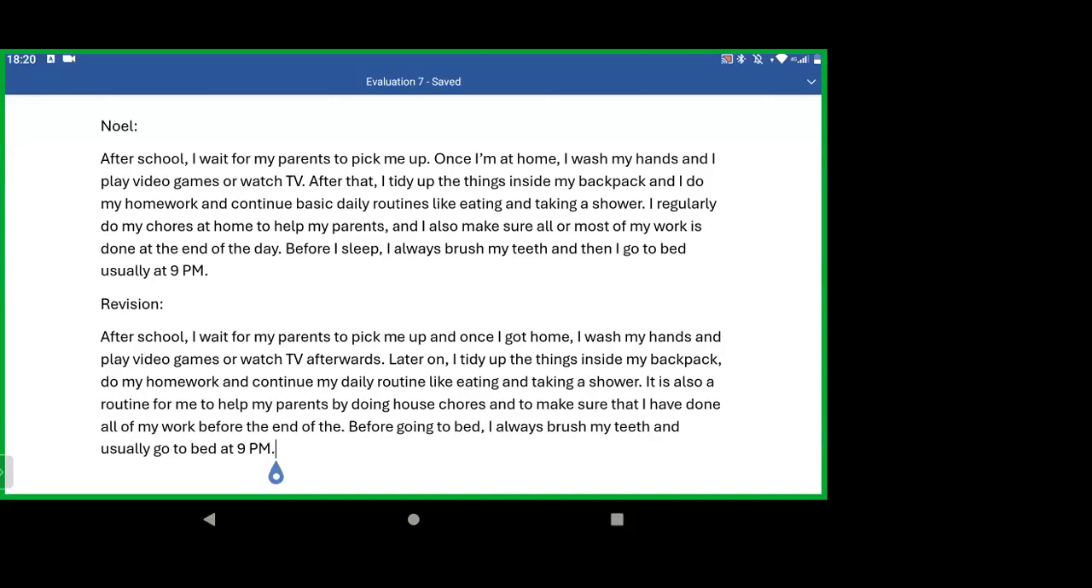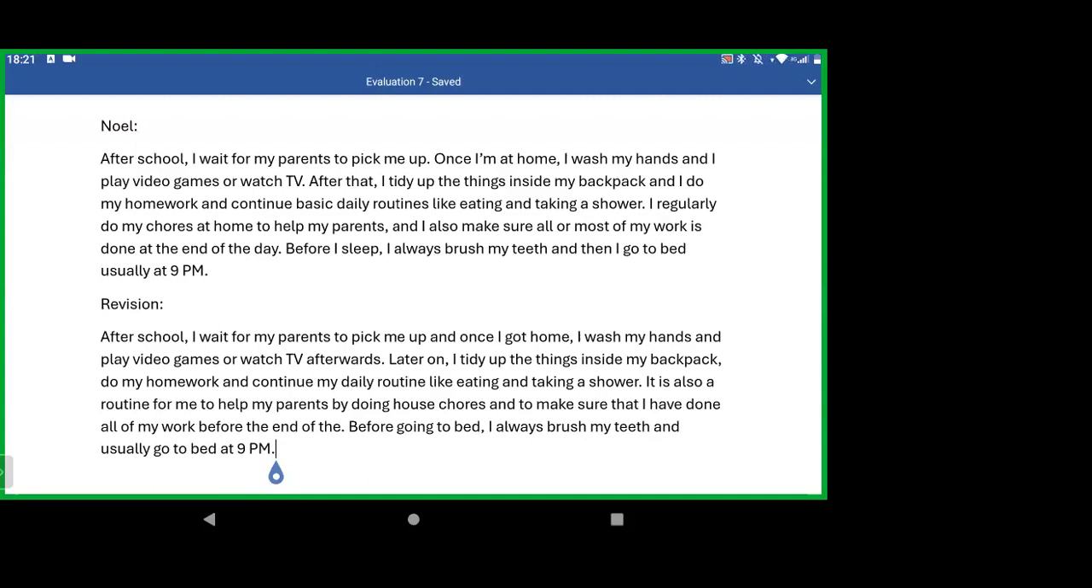So I'm still going to keep the first line, but instead of putting a full stop after the words pick me up, I added a conjunction, and, to make it one sentence, not two different sentences. So pick me up, and once I got home, instead of I am at home, I just said once I got home. It's including the fact that you got home. So, and then comma, I wash my hands and play video games or watch TV afterwards.